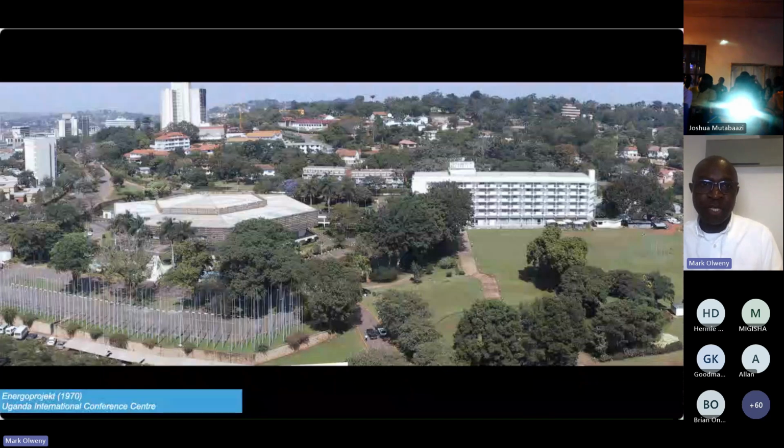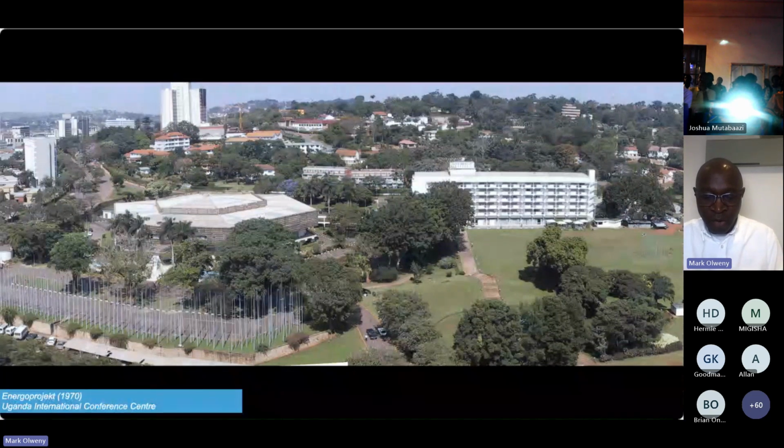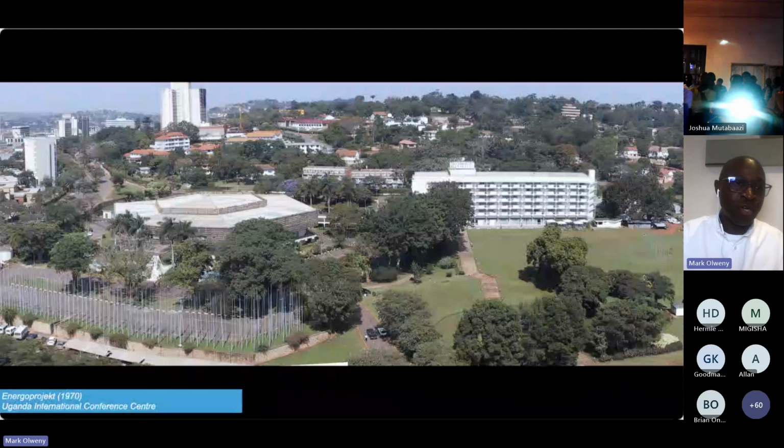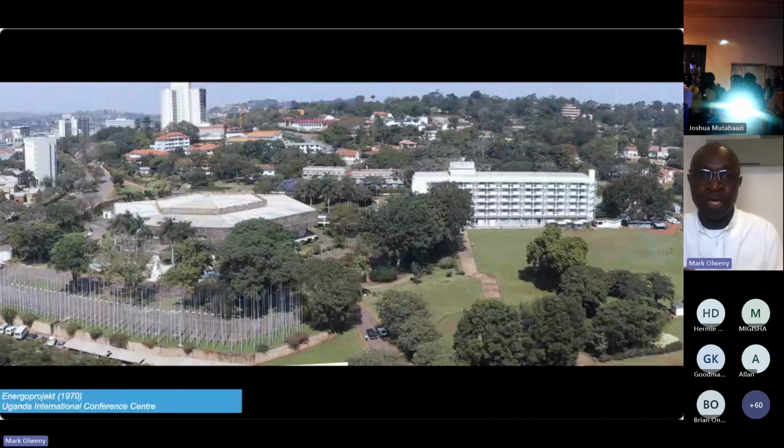Which brings me to a project that a colleague of mine, Tony Wako, and myself have been working on this year, which is trying to understand contemporary buildings in the context of Uganda. Again, this idea that we have a history, but it's very rapidly disappearing, and very soon we'll have nothing to tell the next generation of architects because we've allowed it to disappear. So the Energo project, Uganda International Conference Center and Nile Hotel, which is adjacent, has a very fascinating story. And when it eventually comes out, I hope everybody gets to read it.